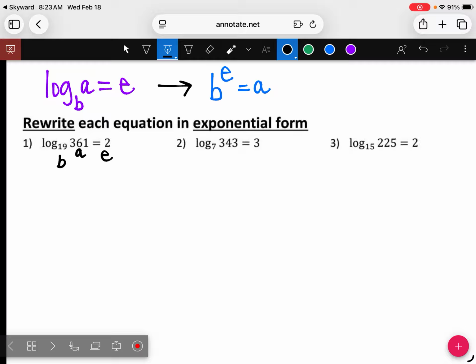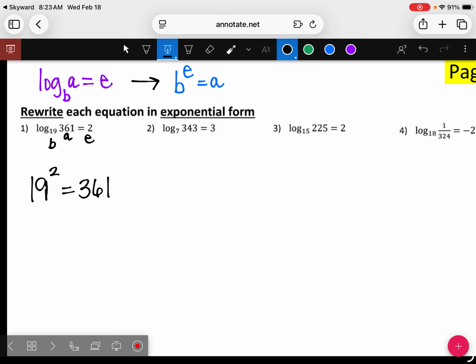So when I do my rewrite, it would be 19 to the power of 2. Make sure that looks like an exponent. And that equals 361. All right, take a moment and do 2, 3, and 4. And I'm going to call on 3 different people to help me.